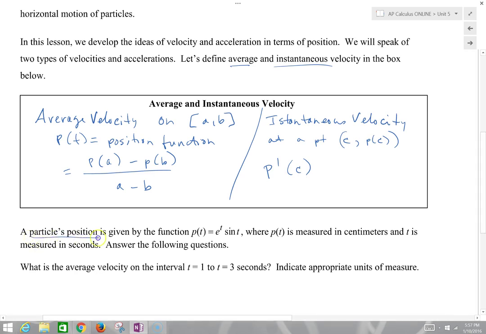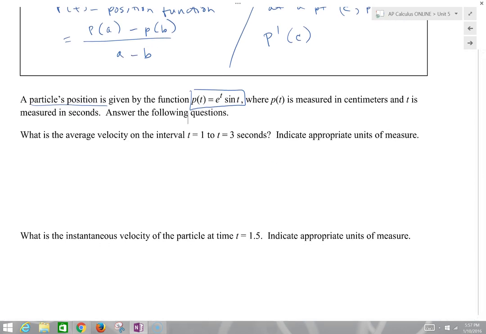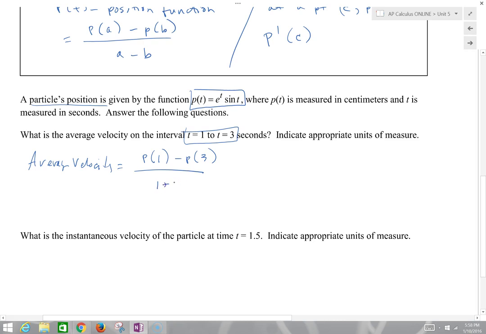So if a particle's position is given by the function p of t equals e to the t sine t, where p of t is in centimeters, t in seconds, we have a couple questions on that. So the average velocity, and we have our interval 1 to 3, so the average velocity is going to be p of 1 minus p of 3 over 1 minus 3. You're going to want a calculator to calculate that because e to the 1 times sine of 1 isn't something that readily comes to mind for me.